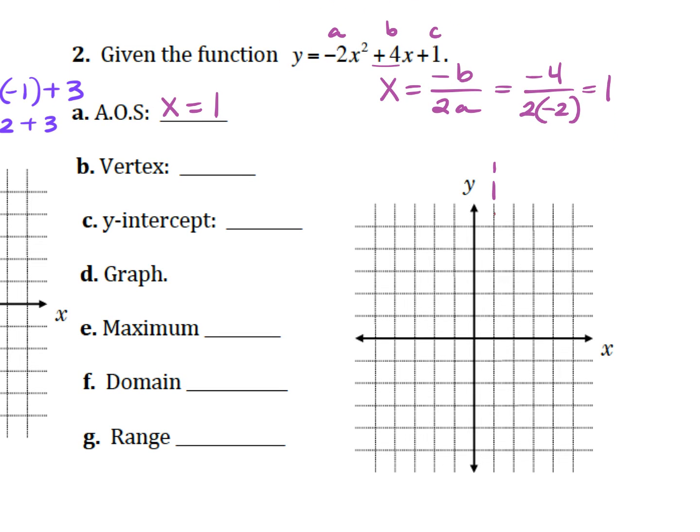So x equals 1, that's going to go here, which means my vertex has what x value? 1. Okay, this will always be the same number. So plug in that 1. It's going to be y equals -2 times 1 squared plus 4 times 1 plus 1. Okay, so we plug that in and evaluate. This is negative 2 times 1, so negative 2 plus 4 plus 1. So 2 plus 1 is 3.